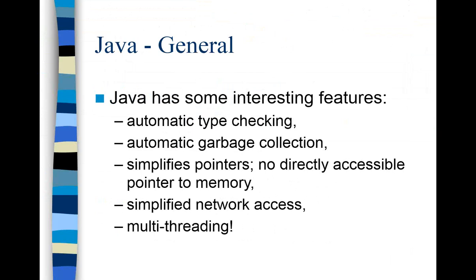So in earlier programming languages, you had to take care of all this, but in Java, it does this on its own. So you don't have to worry. It identifies on its own that, hey, this variable is no more going to be used. Remove the memory, clear the memory, right? So type checking, garbage collection, simplifies pointers. So no directly accessible pointer to memory.